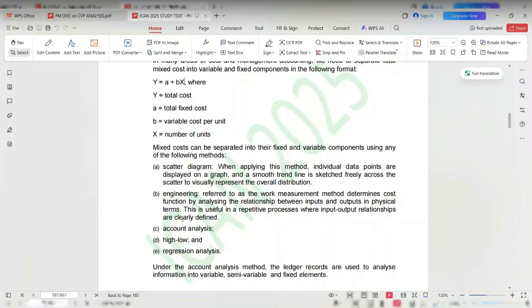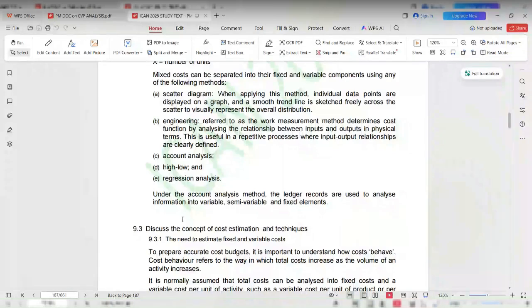So there are various ways in which you can separate your cost. You can use scatter diagram, regression analysis, high and low method, account analysis, or the engineering method. Under the account analysis method, the ledger records are used to analyze information into variable, semi-variable, and fixed cost.